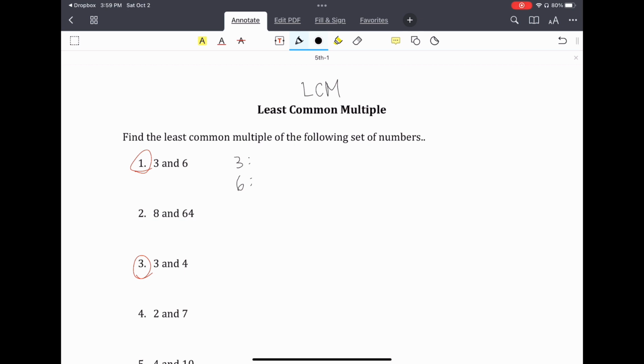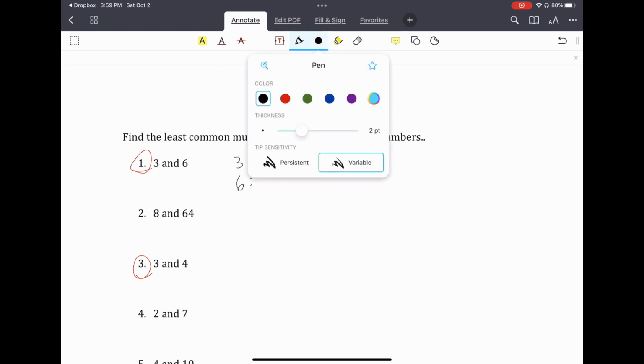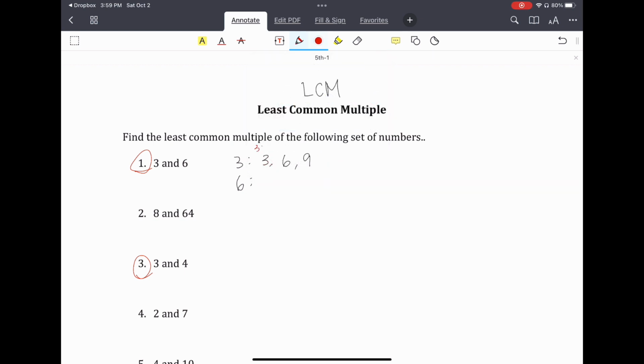So we have to find the multiples of each of these numbers. There's an infinite amount of multiples for each number, so I'm going to start listing them. Multiples is when it goes like 3, 6, 9. So what I'm doing is 3 times 1, 3 times 2, 3 times 3.